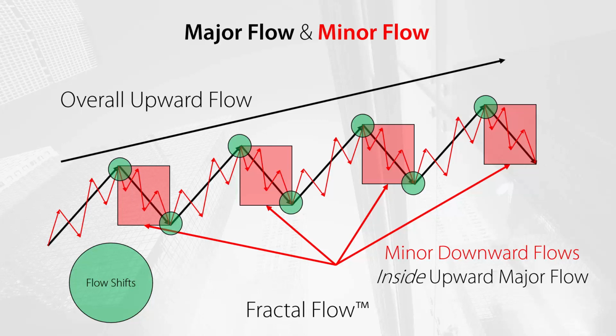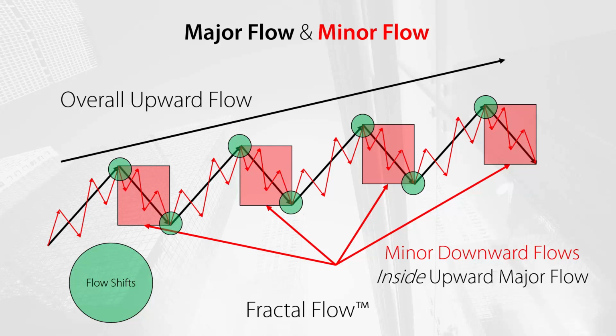This is where the principle of subjective interpretation of the market comes into play. Two different traders counting major and minor highs and lows on a chart might arrive at different conclusions about which highs and lows belong to the major flow and which highs and lows belong to the minor flow.